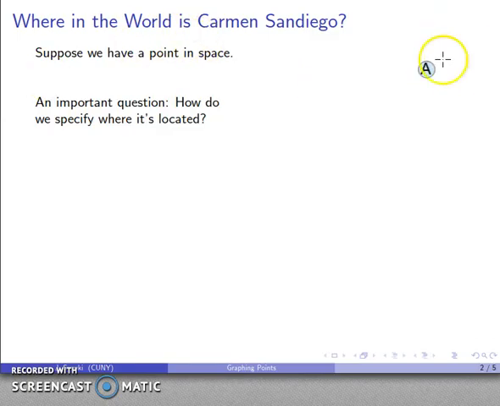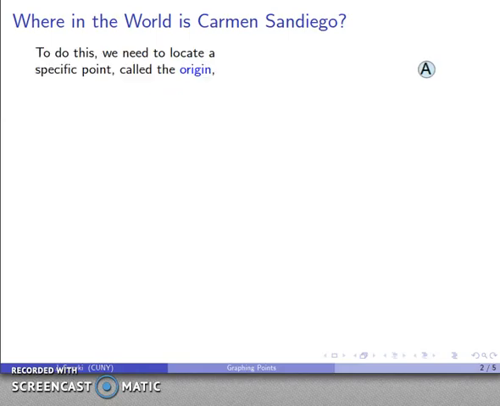So here's my point A, someplace out here, and I want to be able to identify where this point is located. Well, I could say, here it is, it's over here, but that doesn't really do a lot of good if I'm trying to describe this location to somebody else. So how do we specify where that point's located?